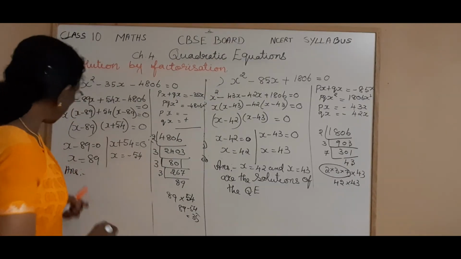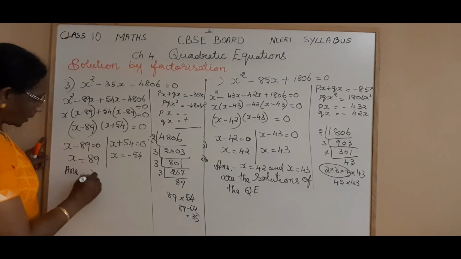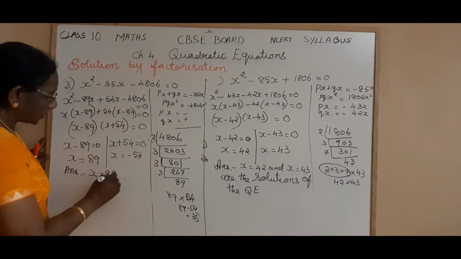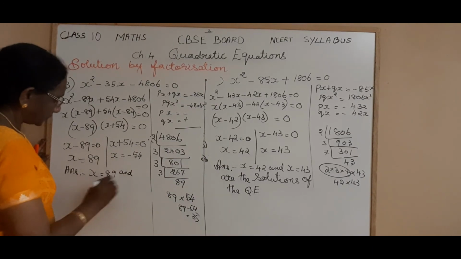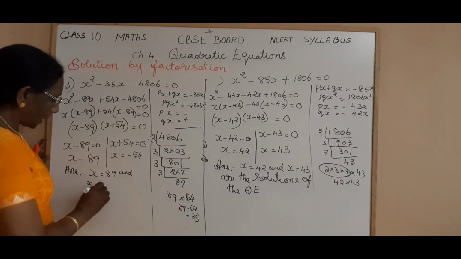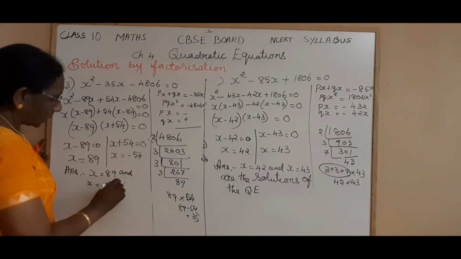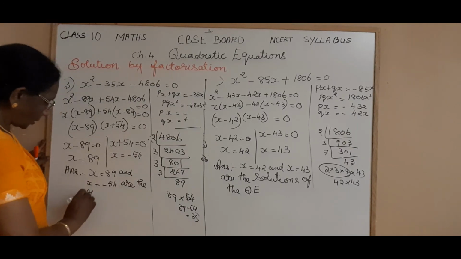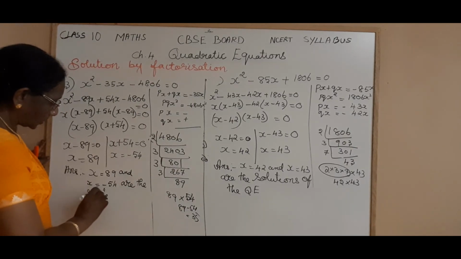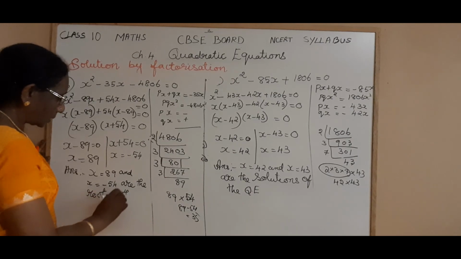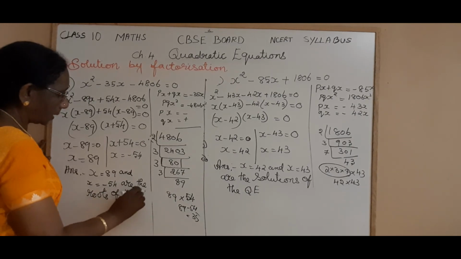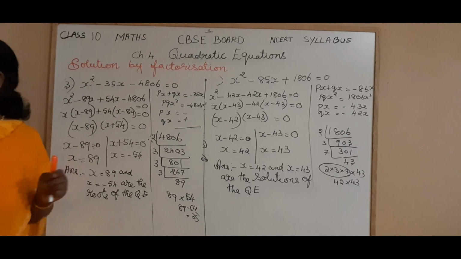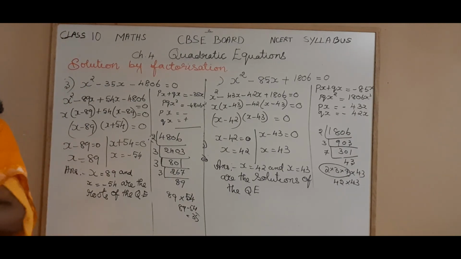So the answer is x is equal to 89 and x is equal to minus 54, or the roots of the quadratic equation. And now we'll do one more sum.